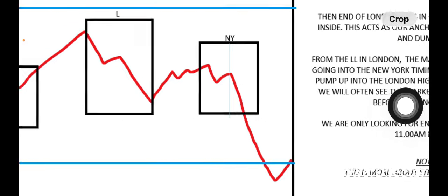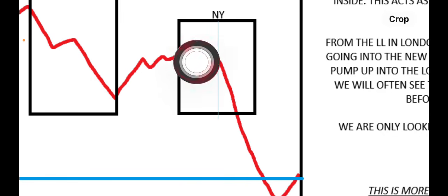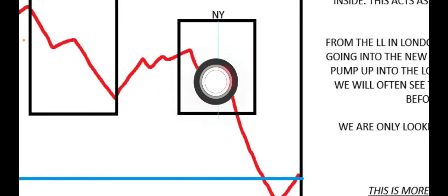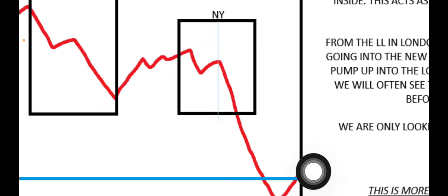All right. And then if we zoom in just between London and New York, we have a peak formation low, peak formation high, lower lows on the inside, pump and dump. All right.